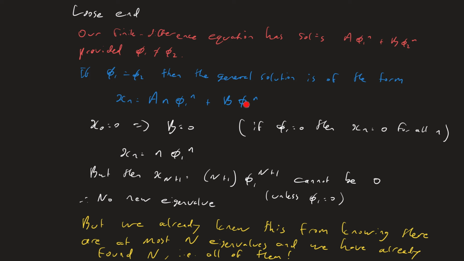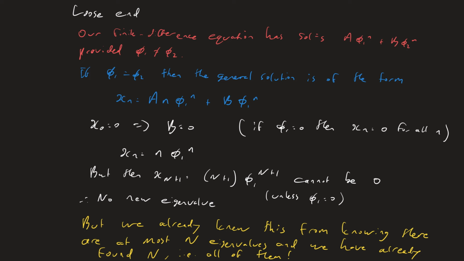For the solution of the finite difference equation to correspond to an eigenvector, we require both x0 and x at big N plus 1 to be 0. If x0 equals 0, that immediately implies that our constant b must be 0. Another possibility which we mentioned before is that phi 1 could itself be 0, but that would simply lead to x of n being 0 for all n, and therefore that does not give us an eigenvector. So we can assume that phi 1 equals phi 2, but that they are not equal to 0.